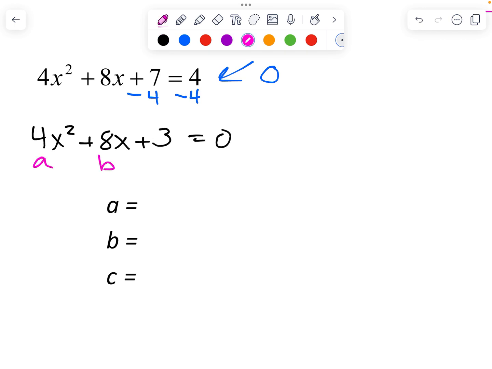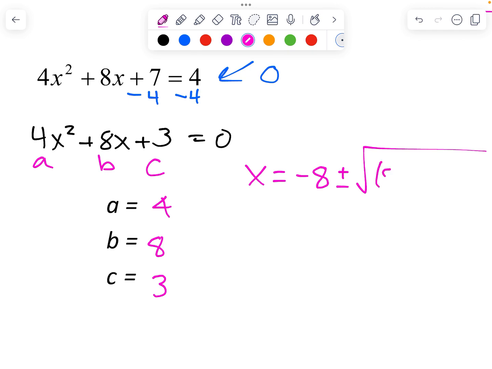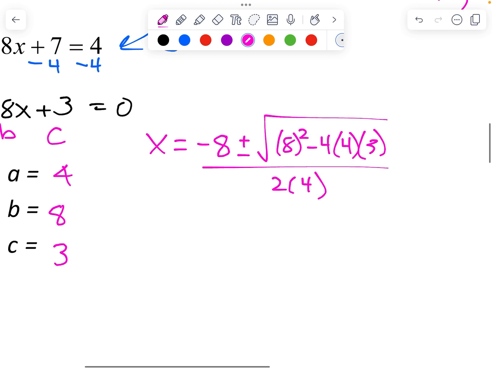So this is my A, this is my B, this is my C. So A is 4, B is 8, C is 3. Then I'm going to sing my song: x equals negative b, which in this case is 8, plus or minus the square root of b squared minus 4ac, so 8 squared minus 4, a is 4, c is 3, all over 2a. So I'm going to go ahead and simplify this.